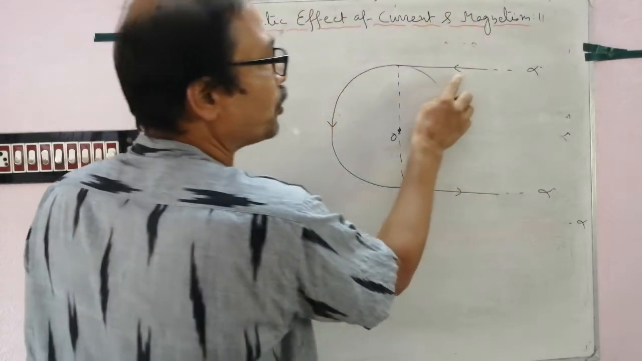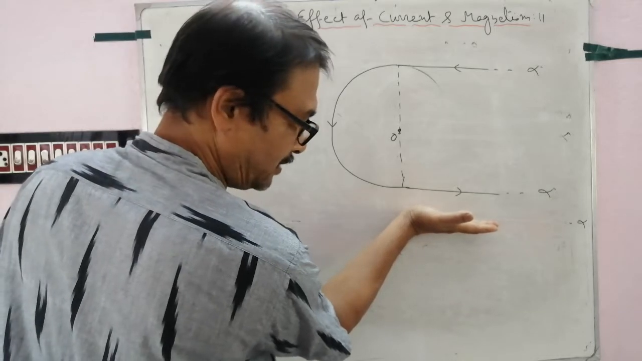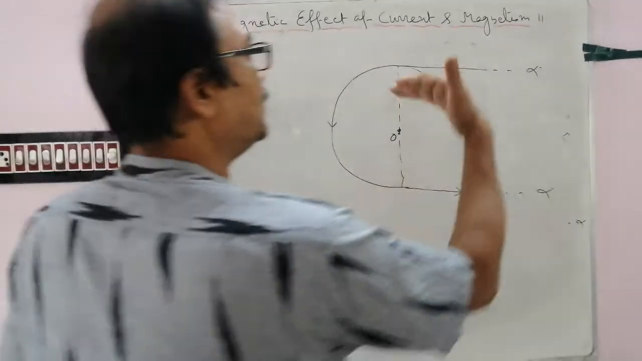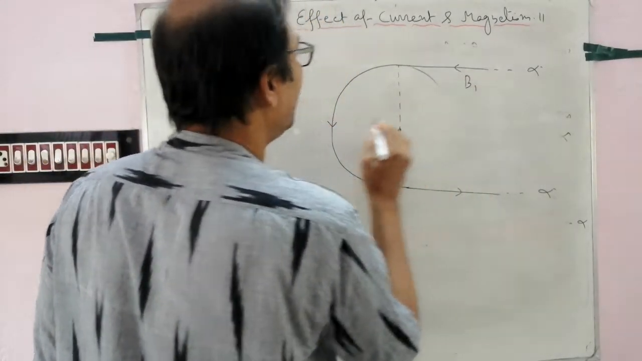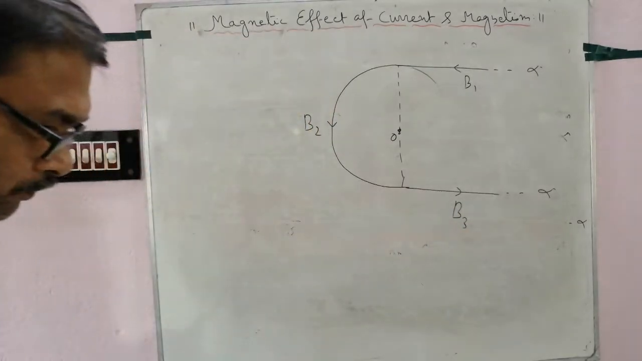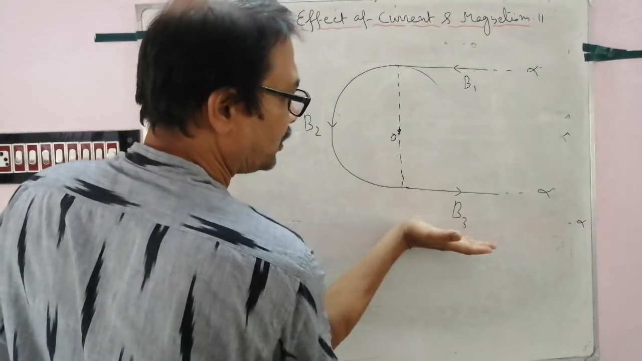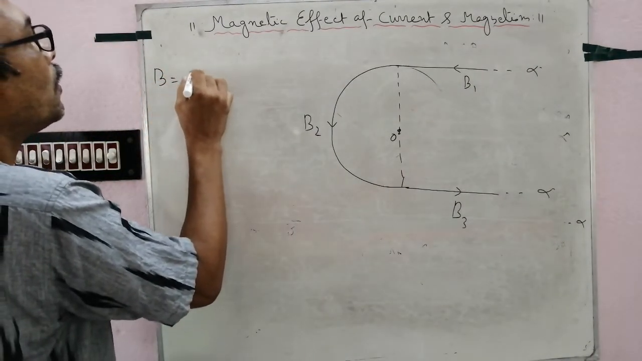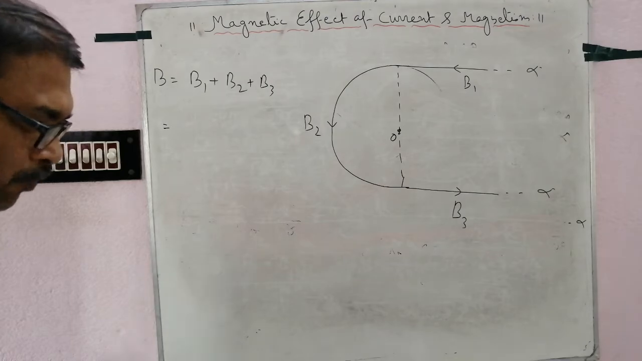For this portion, for this wire, upward. For this wire, in which direction? This is upward. At this point, this is upward, and here this is upward. For this wire magnetic field B1, for this wire magnetic field B2, for this wire magnetic field B3. Follow. Here at the center, that means upward. For this portion, upward. So magnetic field B equals B1 plus B2 plus B3 according to the figure, upward.